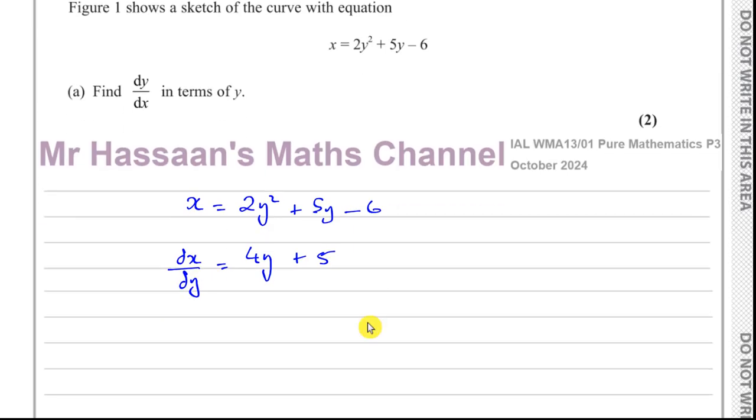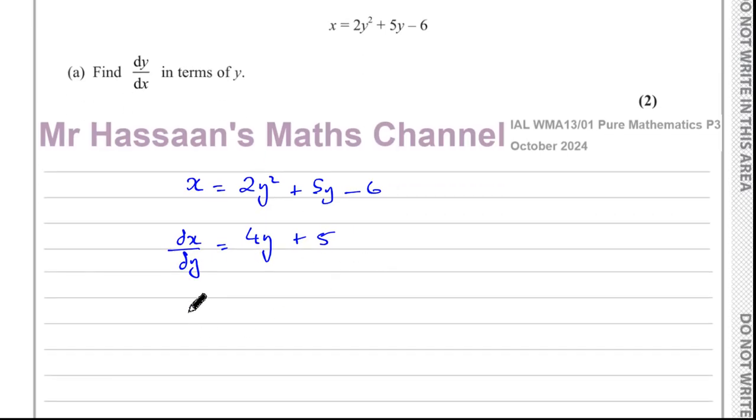Now, we want to find dy/dx, so we just write down the reciprocal. This is like (4y plus 5) over 1, so dy/dx is 1 over 4y plus 5. Don't write them as separate, 1 over 4y plus 1 over 5. That's not the same at all. So make the whole of this into one fraction over 1, and then write down its reciprocal. And that's dy/dx in terms of y. Y is in the answer. So that's part A of the question done: 1 over 4y plus 5.